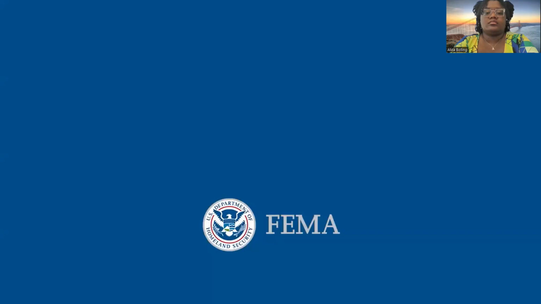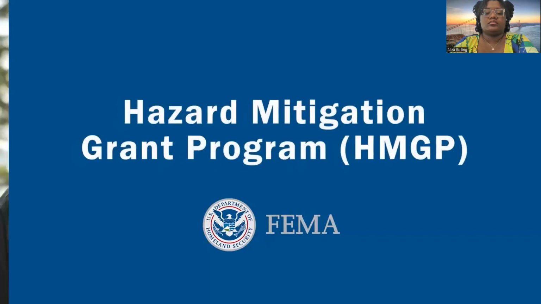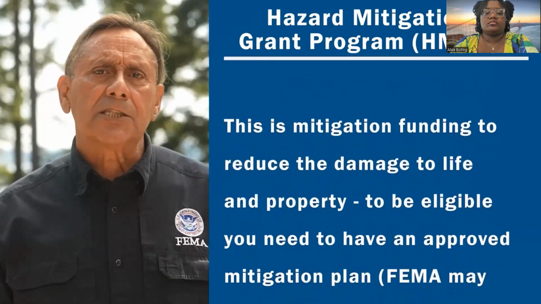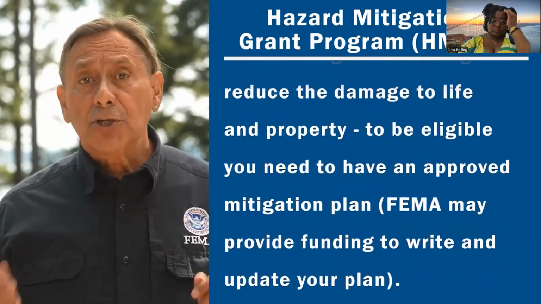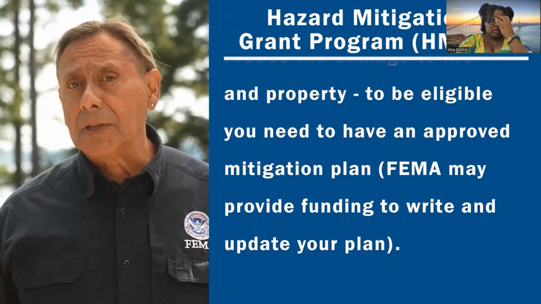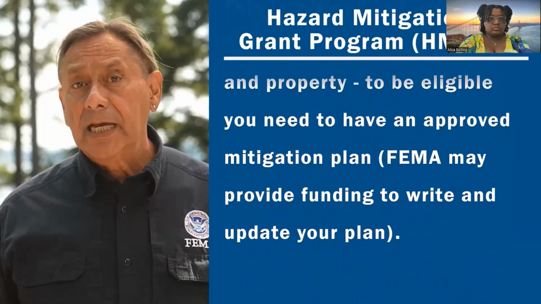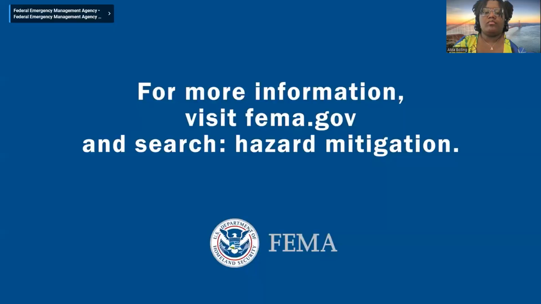The third program is the Hazard Mitigation Grant Program. This is mitigation funding to reduce the damage to life and property. To be eligible, you need to have an approved mitigation plan. FEMA may provide funding to write and update your plan. It's important to note that an approved mitigation plan is also required for public assistance permanent. For more information, visit FEMA.gov and search hazard mitigation.